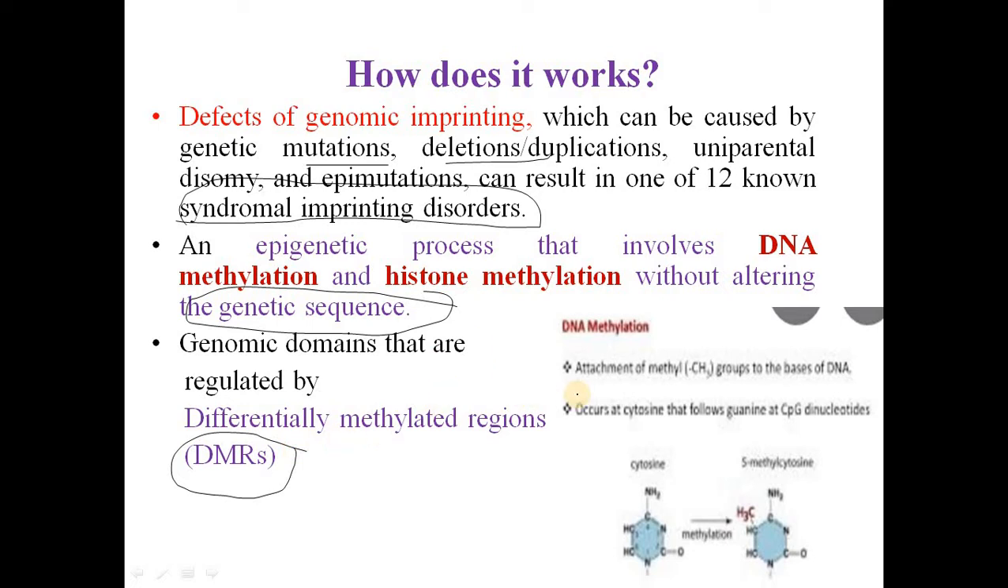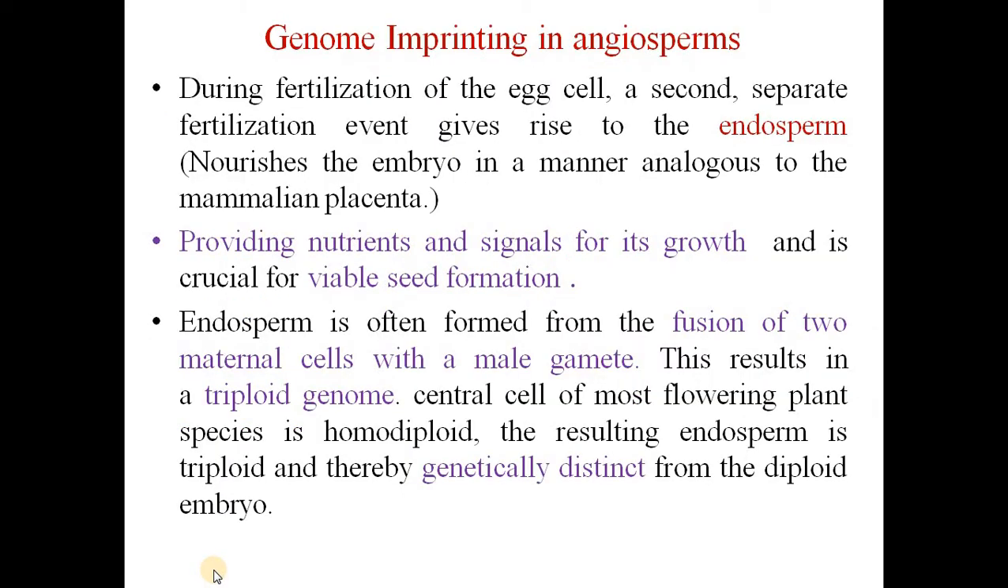And here this figure gives you DNA methylation. It is a small attachment of methyl groups to the bases of DNA, and it occurs at the cytosine that follows guanine, at CpG dinucleotides. So we'll go into detail on genomic imprinting in angiosperms.